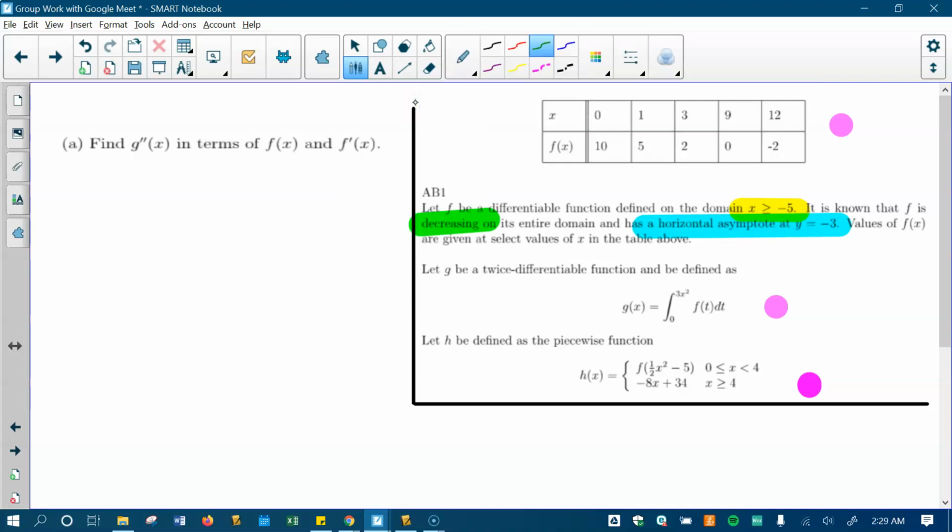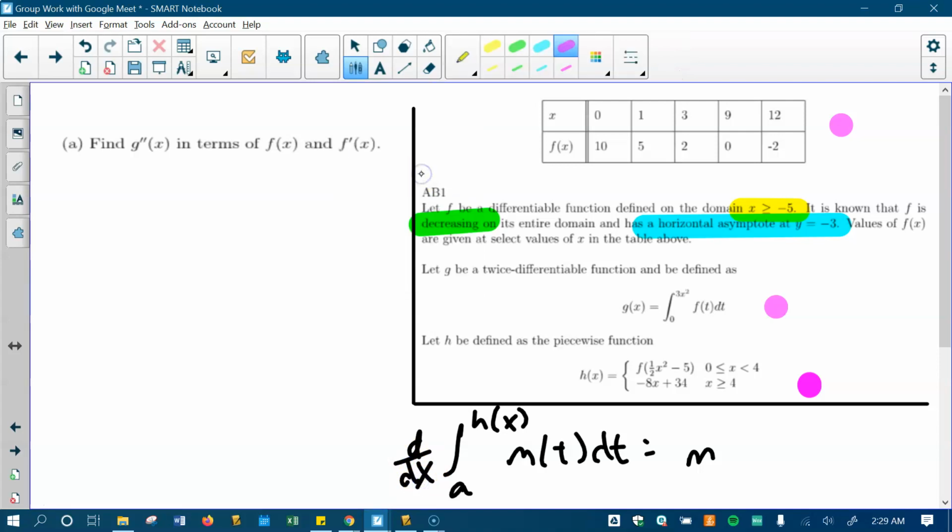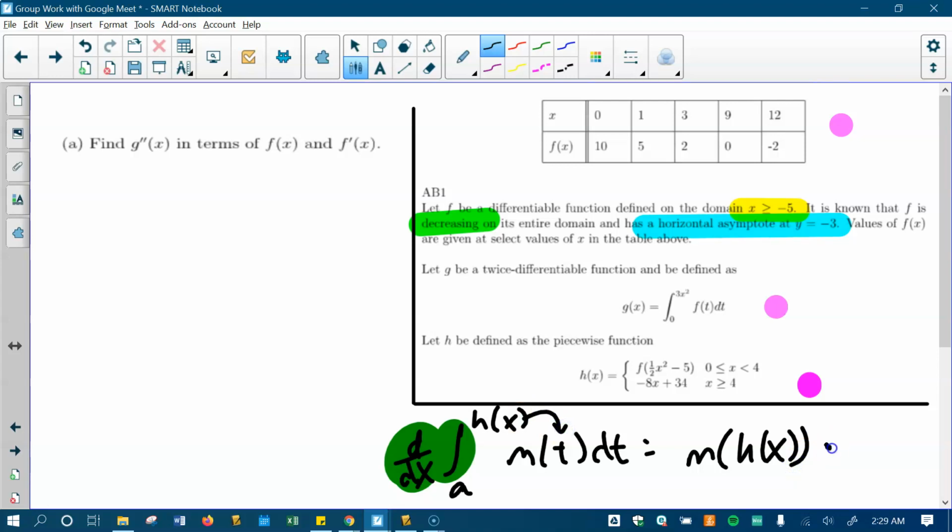We need g double prime. So g of x is here. I'm going to write this down because I wrote this down in my class a while ago. If you have an integral from a to h of x of, let's say, m of t dt, and you take the derivative of the integral, then what you're going to get is m of h of x. In other words, just plug in the limit of integration, but then multiply it times its derivative as well.